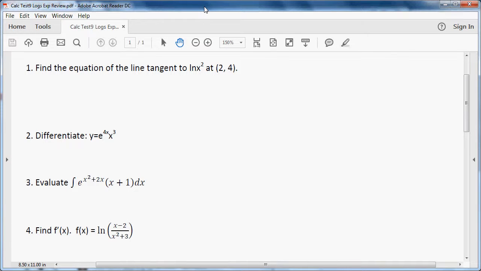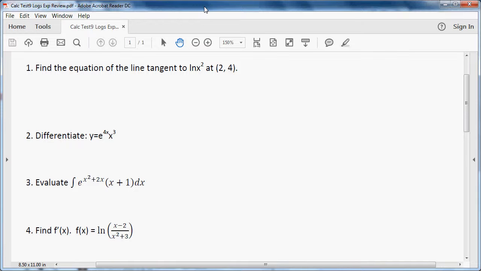Here we go, the review sheet for our test on exponentials and logarithms. You can feel free to skip through this to whatever question you feel like you need help with, but I'm going to work through all of them. First, find the equation of the line tangent to the natural log of x squared at (2, 4).